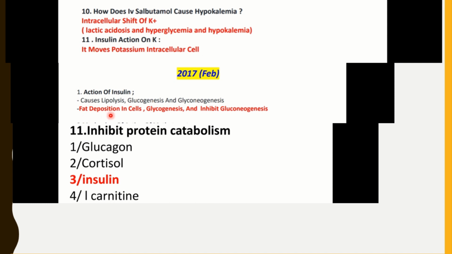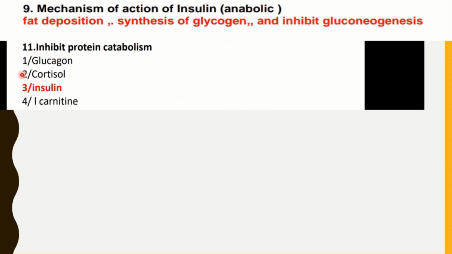We know that it increases fat deposition in cells, that is, it causes adipogenesis. In the second slide I showed you, it causes glycogenesis, inhibits gluconeogenesis. Which among these hormones inhibits protein catabolism? So it is a friend of protein. Which one is insulin? We have similar questions here. Mechanism of action of insulin. What is the anabolic mechanism? They have given fat deposition, synthesis of glycogen, inhibiting gluconeogenesis. These are all repeat questions that they have given.